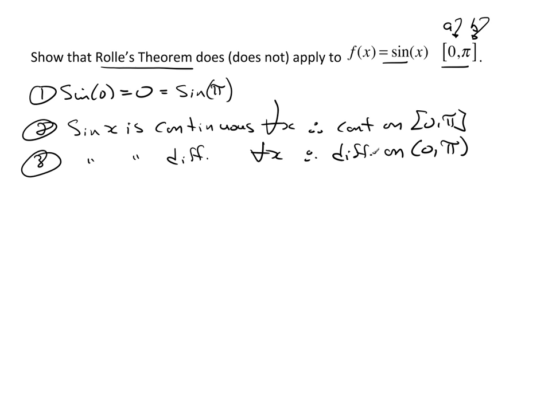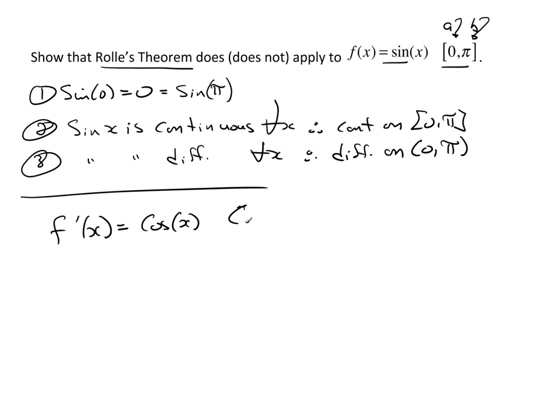Now, like I said, this is an existence theorem. It doesn't tell you what that value is, but I'm guaranteed that it's there someplace. So how would you find it? Well, find f prime of x. The first derivative of sine is cosine.